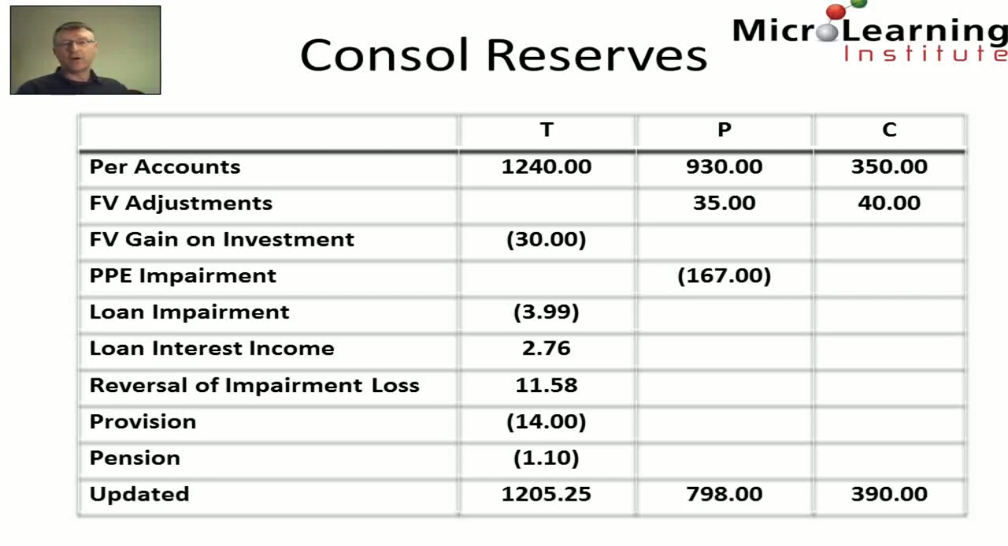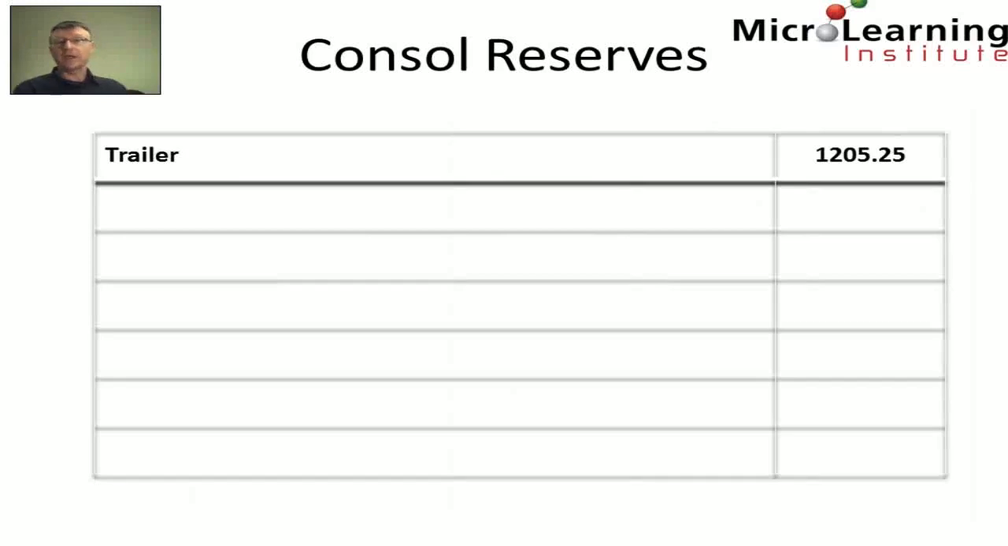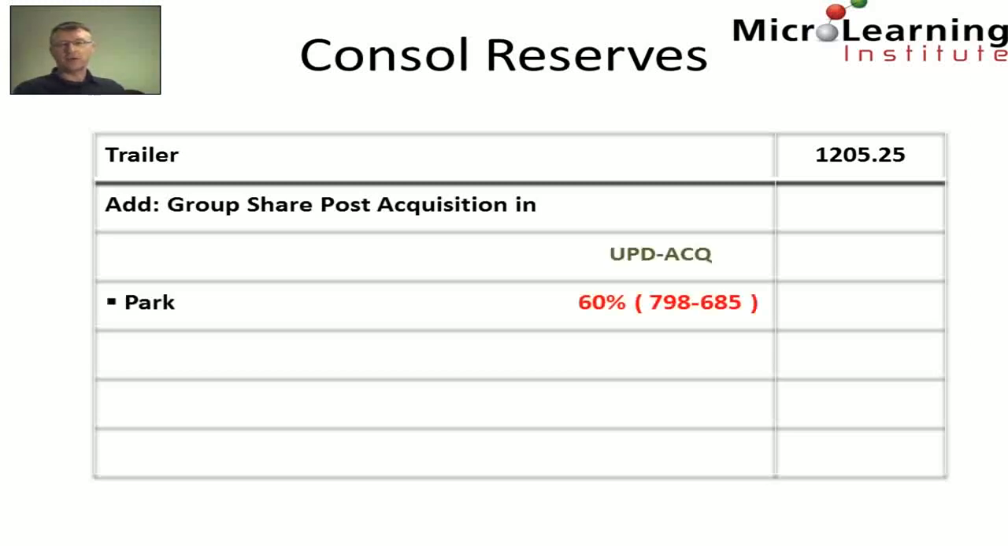So updated for all of the group related adjustments and all of the unaccounted for transactions, we've got updated reserves of 1205.25 in Trailer, 798 in Park and 390 in Calle. We can now consolidate these reserves. So the reserves of Trailer consolidate entirely, as of course we're preparing the consolidated statement of financial position for the Trailer group. And we add to these reserves of Trailer the group share of the post-acquisition gain in reserves of each of the other two entities.